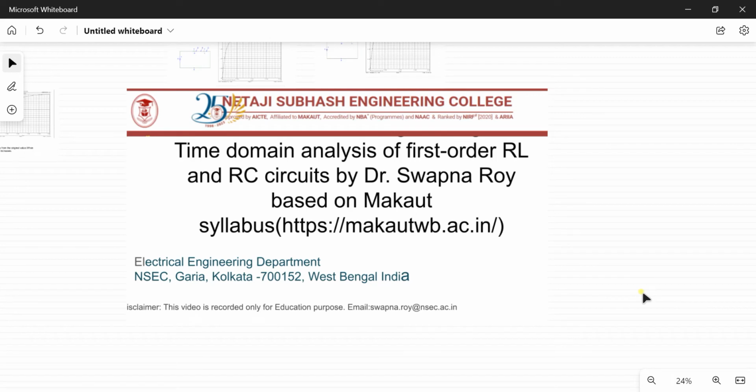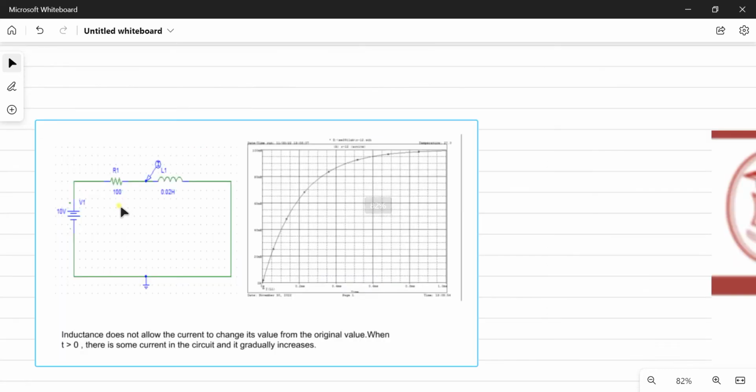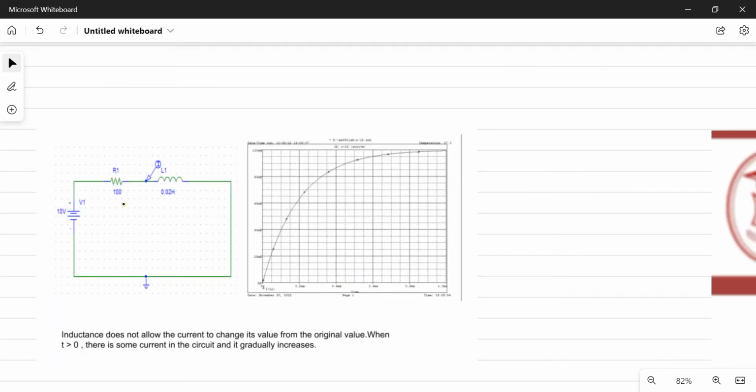Today we will learn time domain analysis of first order RL and RC circuits. Here we can see one resistance and one inductance connected in series, and we are applying a DC voltage source. As this course is designed only for first year BTech students, we are dealing with the DC source with RL and RC circuits.